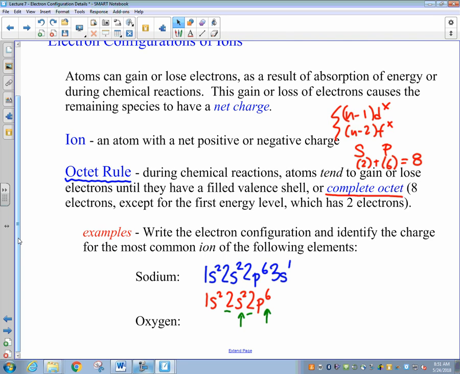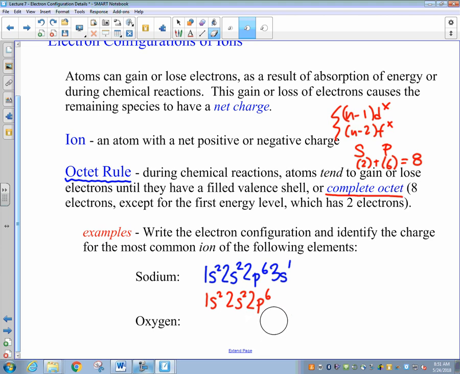Now for sodium, we're unlikely to lose any more than that one 3s electron, because if we did take away another electron, it would now be coming from a 2p orbital, which is much closer to the nucleus and therefore bound much more tightly. It's not as attractive a target to be picked off by another more electronegative element.